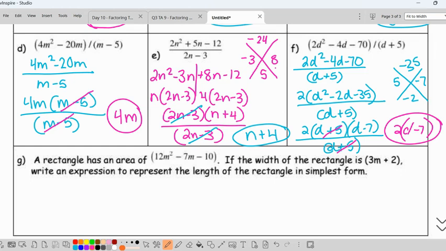On letter F, our GCF here is 2. So I took that out right away and then wrote my trinomial, put negative 35 in the top, negative 2 in the bottom. 5 and negative 7 will work for that. So I've got 2 from that GCF, d plus 5, d minus 7. The d plus 5 is what we can divide evenly, and we're left with 2 times d minus 7.